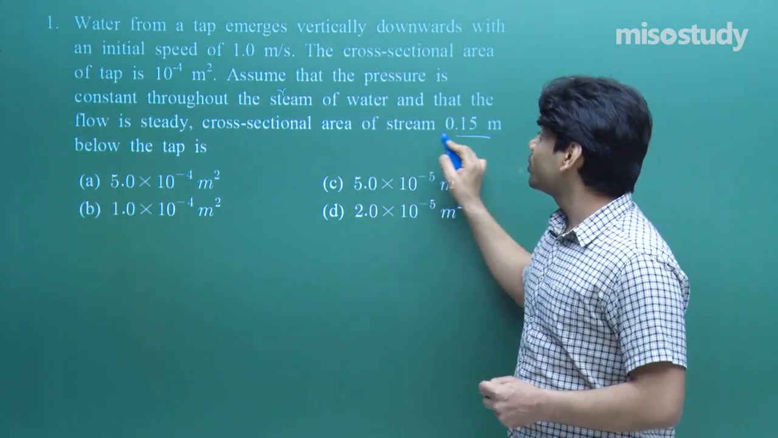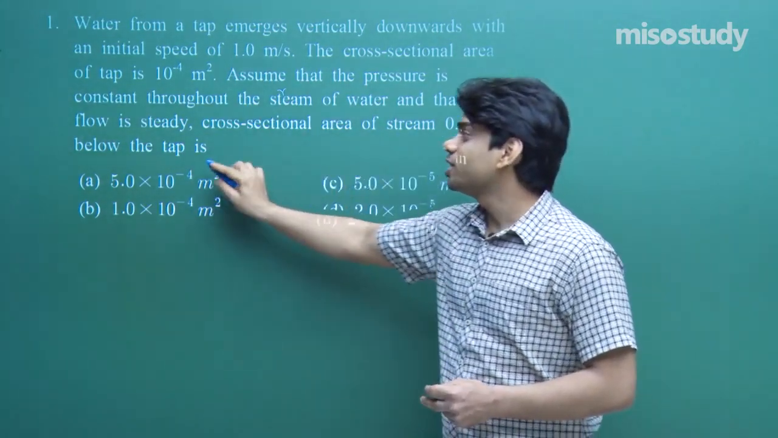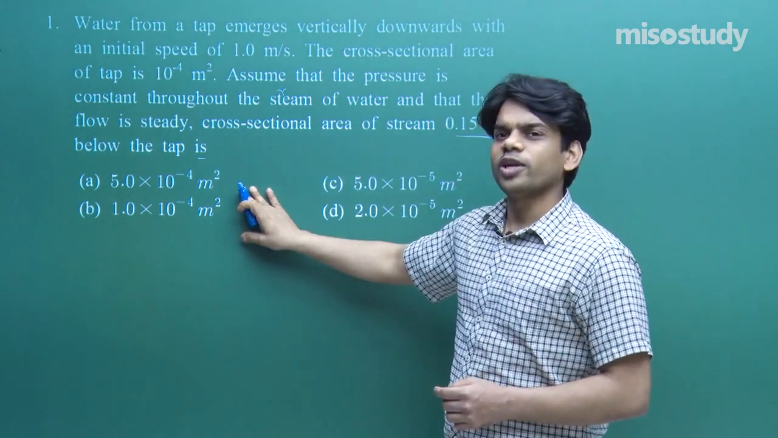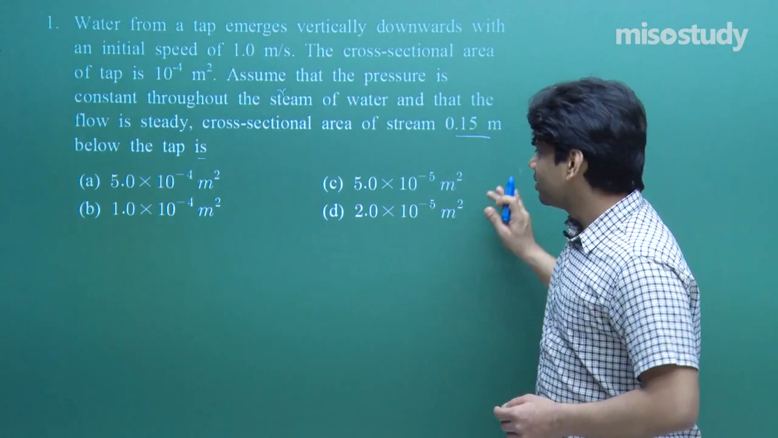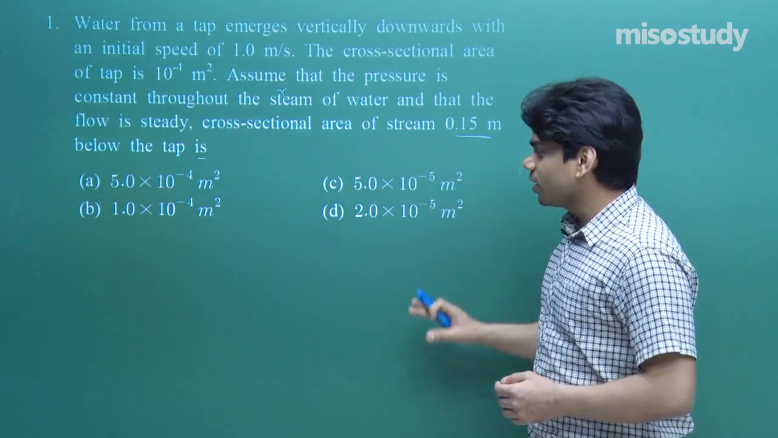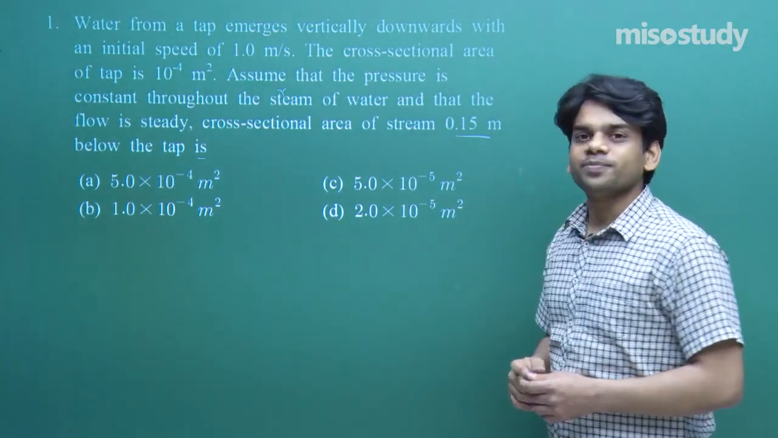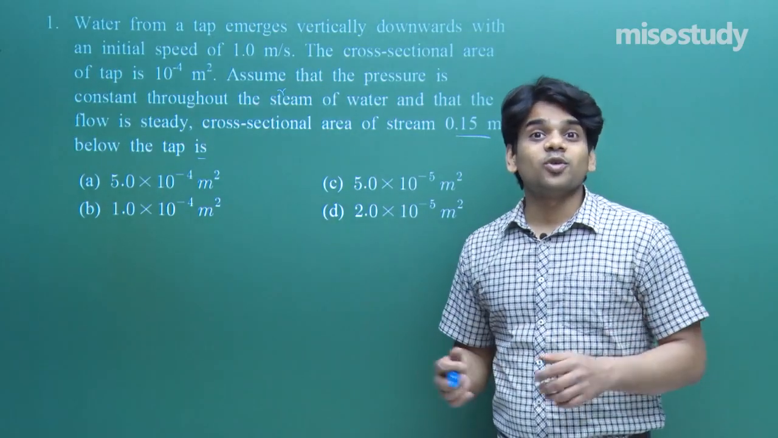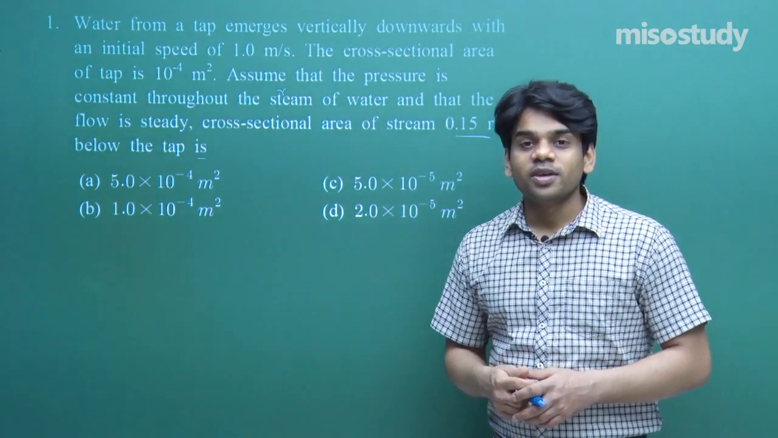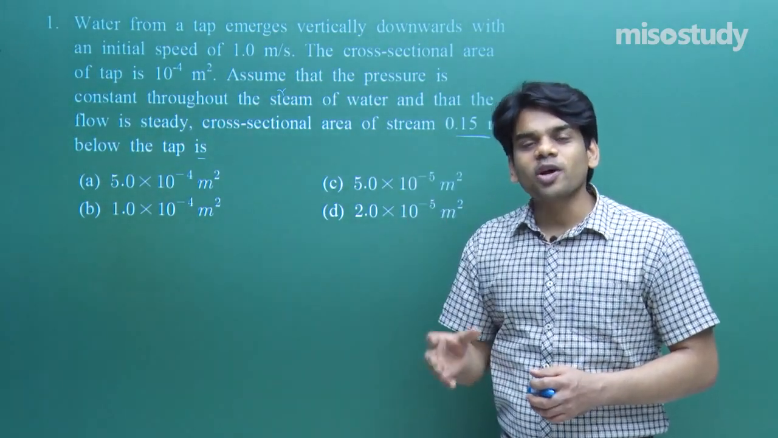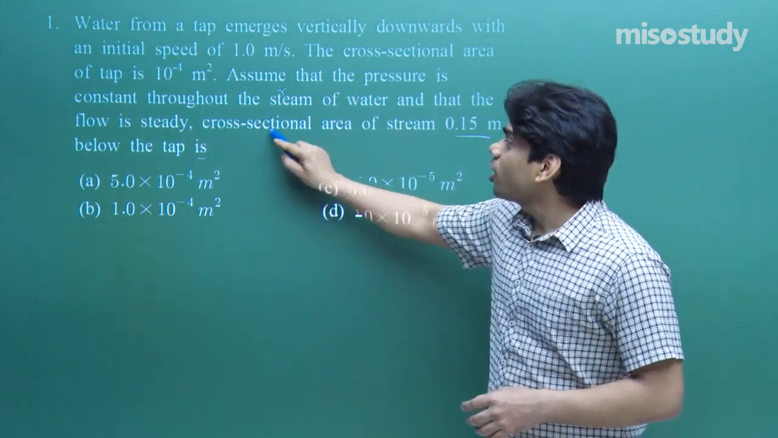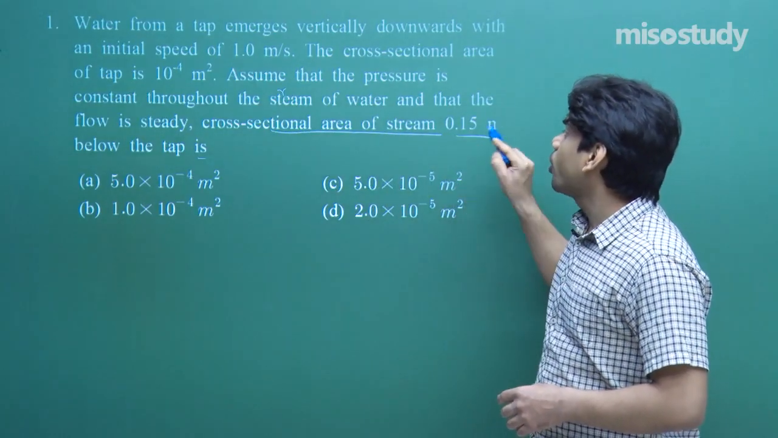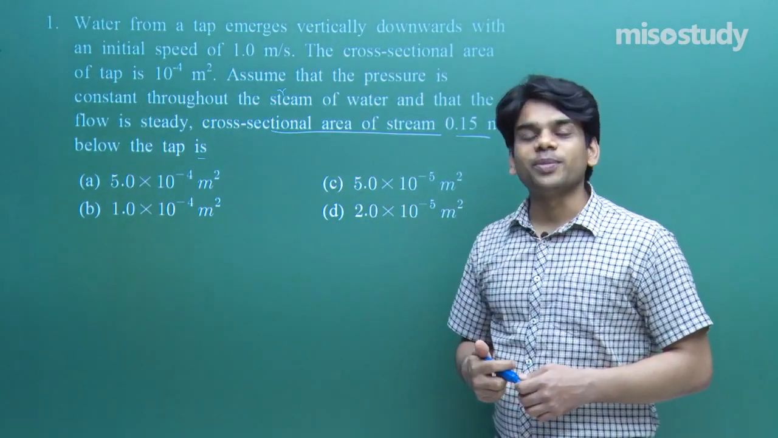Cross-sectional area of stream 0.15 meter below the tap is: A, 5 into 10 to the power minus 4 square meter; B, 1 into 10 to the power minus 4 square meter; C, 5 into 10 to the power minus 5 square meter; and D, 2 into 10 to the power minus 5 square meter. So I believe that you have understood what the question is asking from us. There's a tap, water is coming out from the tap. We need to find out the cross-sectional area of the stream 0.15 meter below the tap.